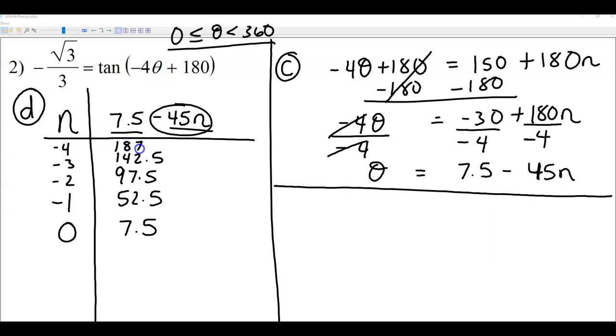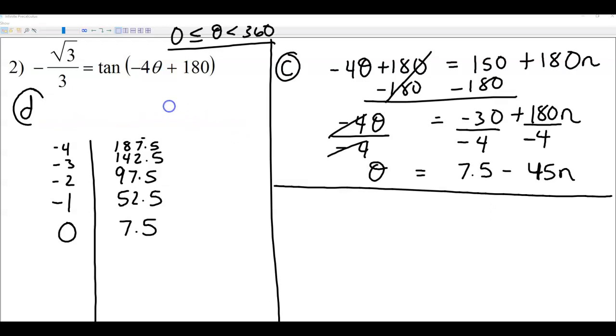I got to make room here. I ran out of room. Clear that out. -5 also. 232.5.